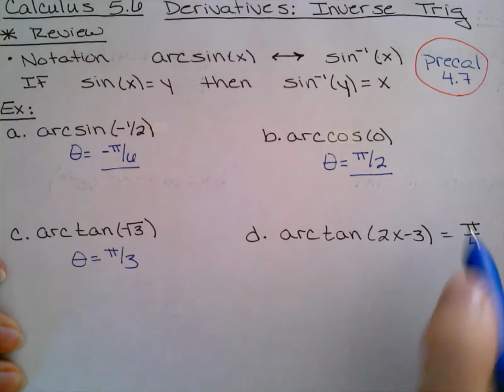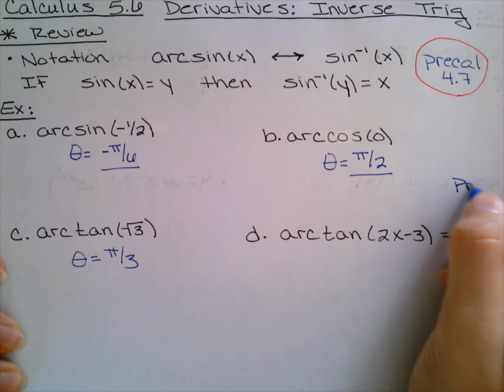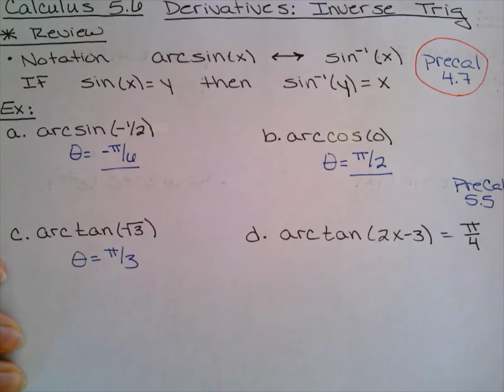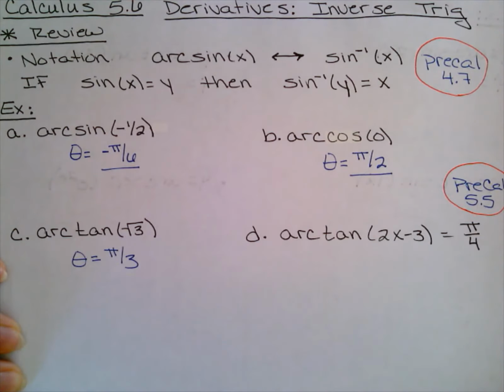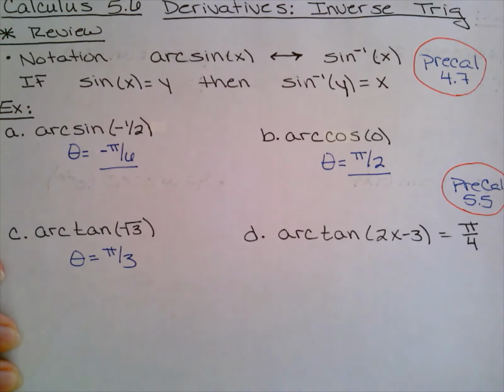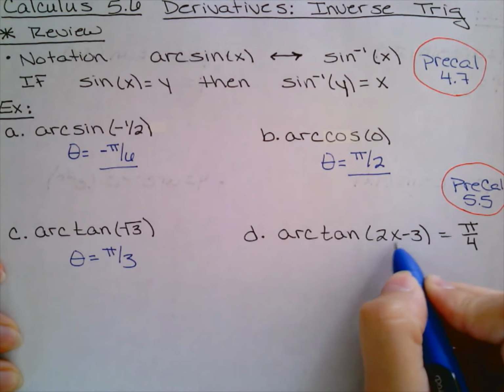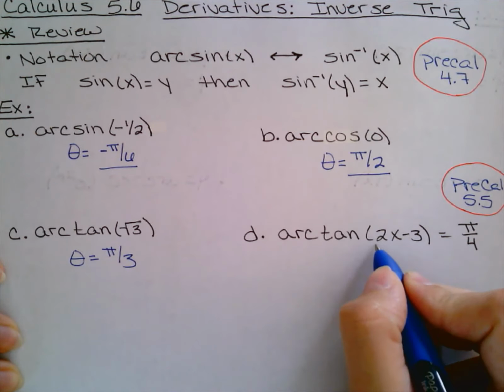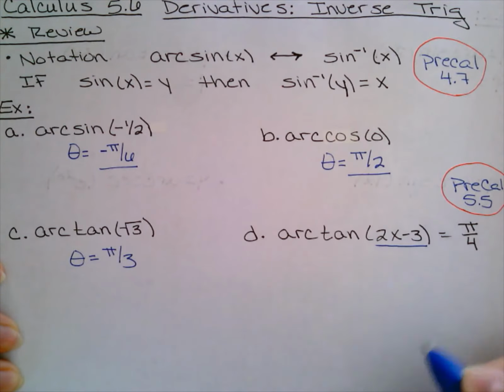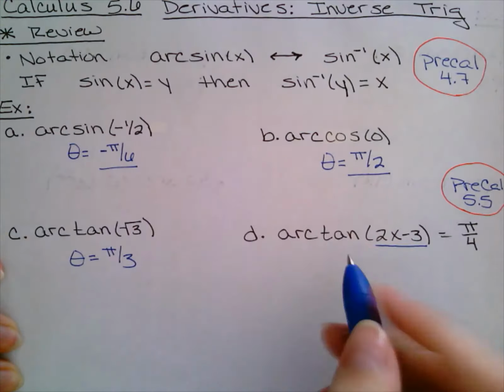Now, this comes from pre-cal 5.5. Also a very important section. And that's solving trig equations, okay? So I can't isolate the x until I've gotten rid of the trig function. So my first goal is going to be to isolate this guy. All right, and the way I can do that is by applying a tangent to both sides.